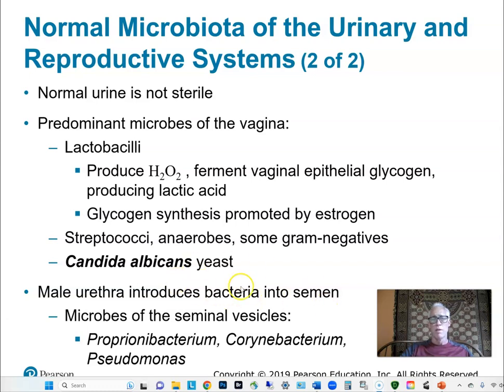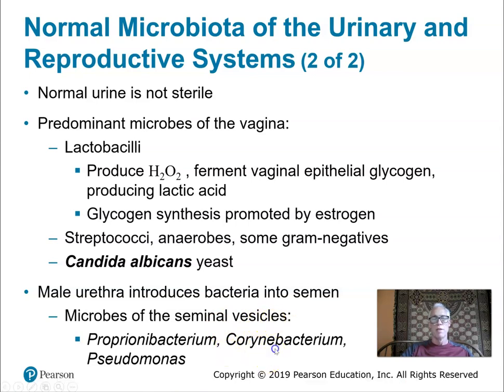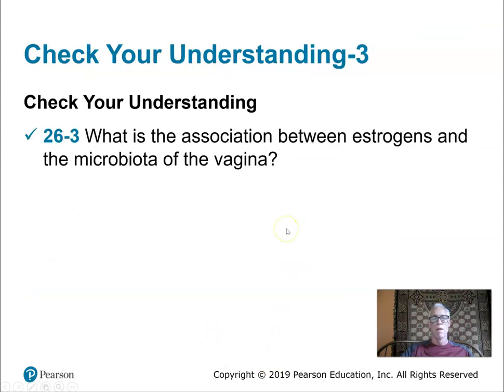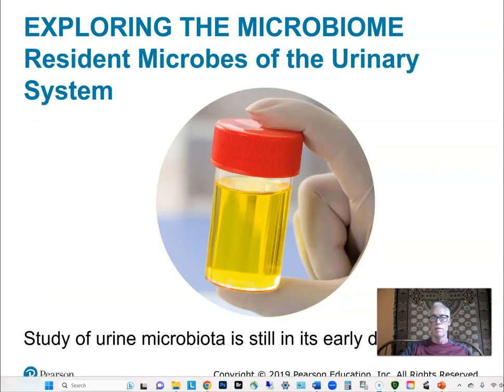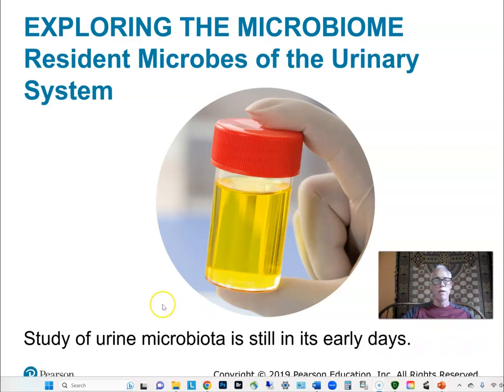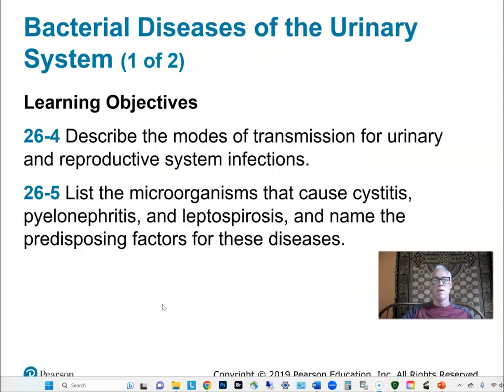The male urethra can introduce some bacteria into the semen. Propionibacterium, Corynebacterium, and Pseudomonas can be present in the seminal vesicles. There's a little picture of a study of urine microbiota.